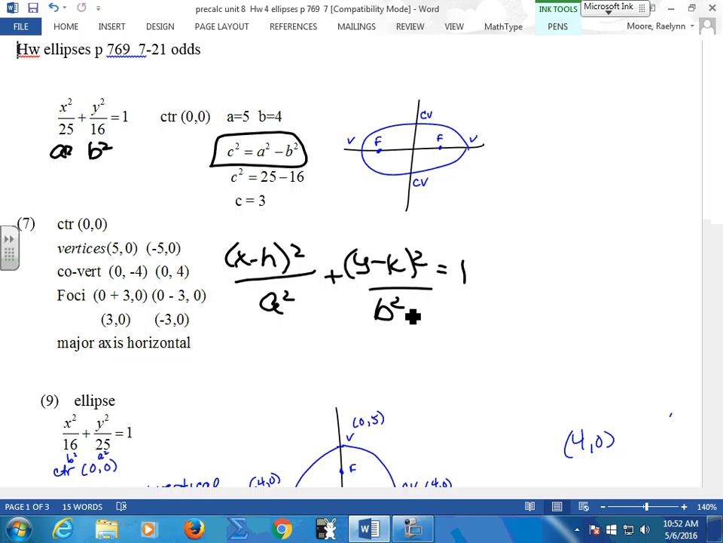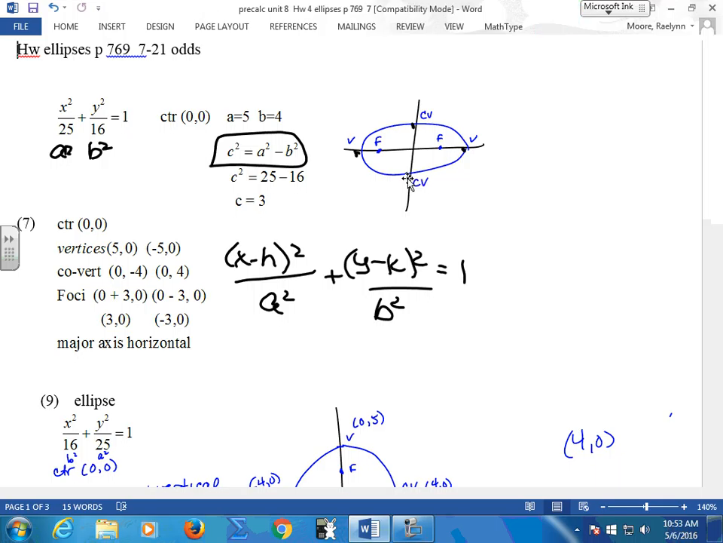So we find the center. We go off of our major axis, which is the X, that's the larger one. We go 5 over here. We go 4 up, 4 down, and we connect. The foci fall on the major axis.